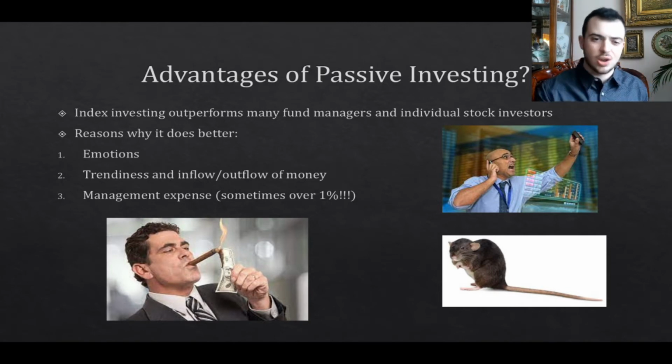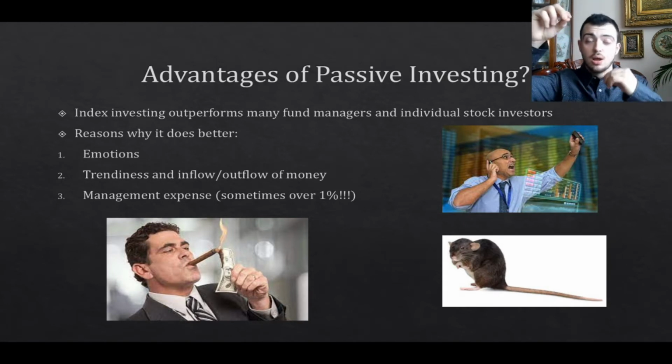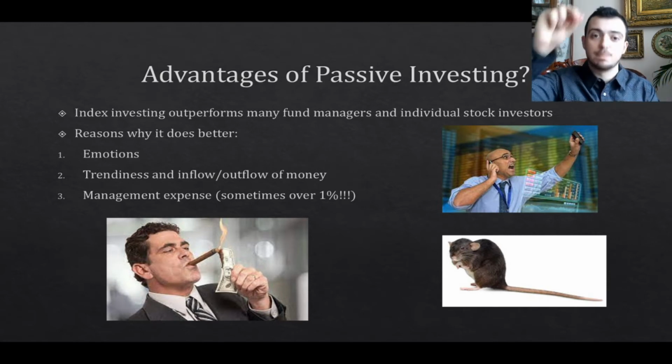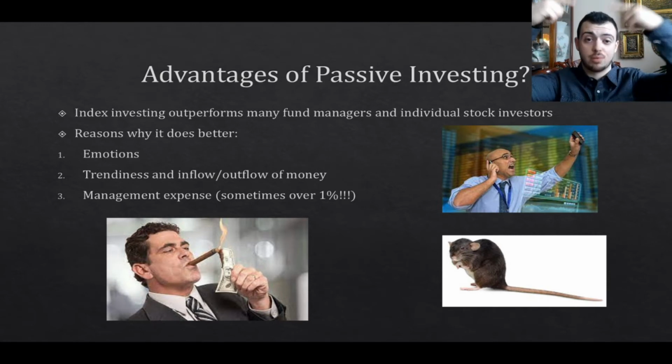Another reason is the trendiness, inflow, and outflow of money. Let's say there's one fund manager that everybody's saying has the golden hands. Everything he touches turns to gold. Everybody starts throwing money at him. What this means is that he's going to have to purchase shares at a high price. For example, he started making money when the stocks were low. He invested, the stocks went up, and now people are throwing money at him when stocks are up, meaning he has to now purchase them at a higher price.